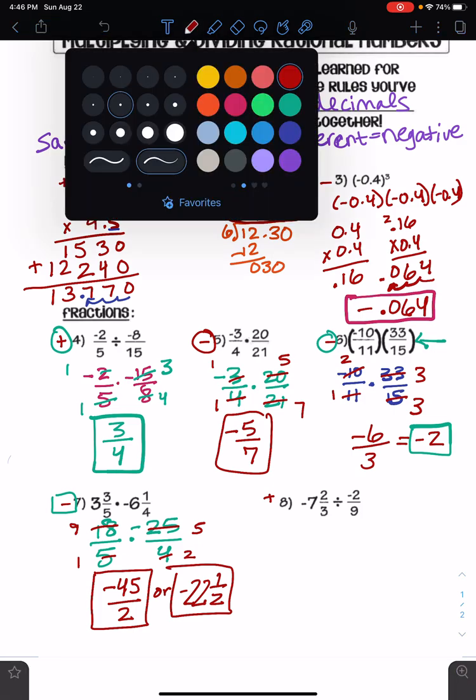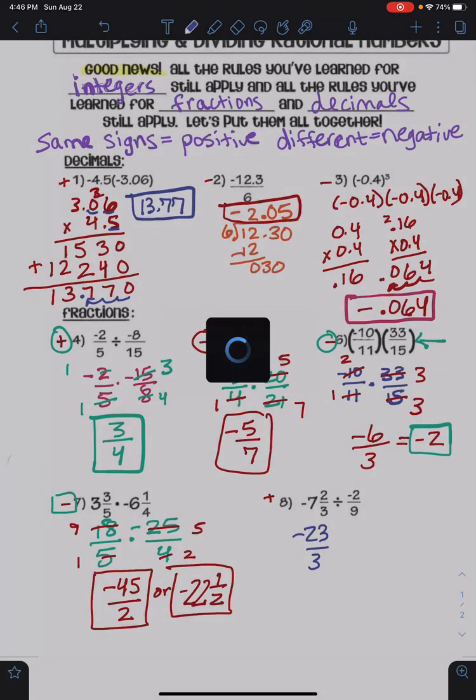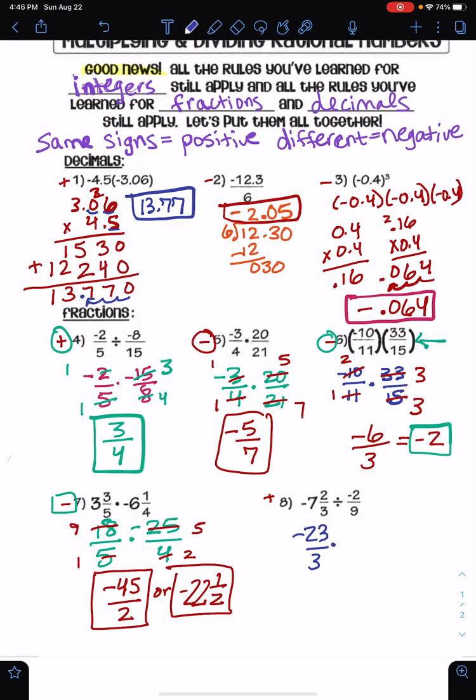And lastly, let's change these to improper. So 7 times 3 is 21, plus 2 is 23. Keep the denominator the same. If it's a negative mixed number, it's also a negative improper fraction. And we're going to divide, so that means I'm going to multiply by the reciprocal and make it -9/2. Again, if it's -2/9, the reciprocal is -9/2. You can just keep that negative up there in the numerator. It doesn't stay with the 2, it stays with the fraction.